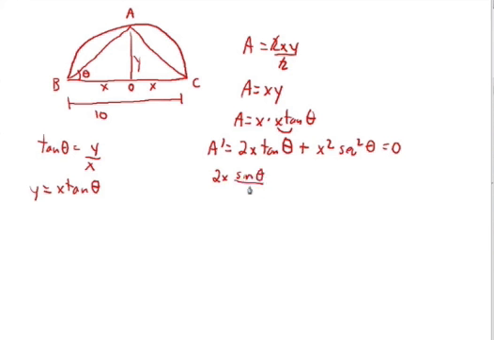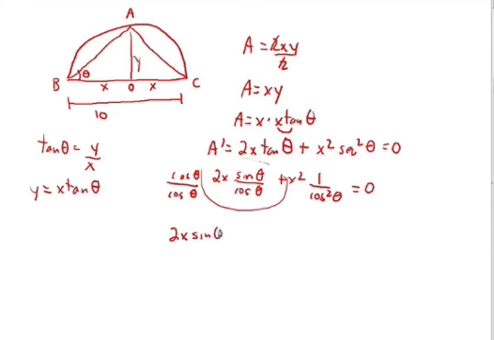sine of theta over cos of theta plus x squared times 1 over cos squared theta is equal to 0. So in order to get the common denominator, we're going to multiply this side by cos theta over cos theta. So that's going to give us 2x sine of theta cos of theta, because we multiplied the cos of theta by sine of theta, plus x squared over the common denominator of now cos squared theta. We're going to let that equal 0.